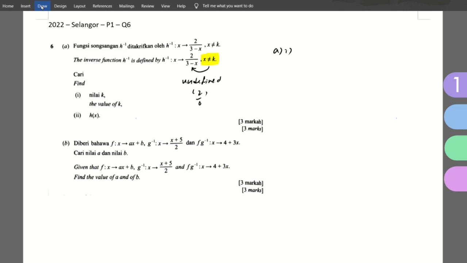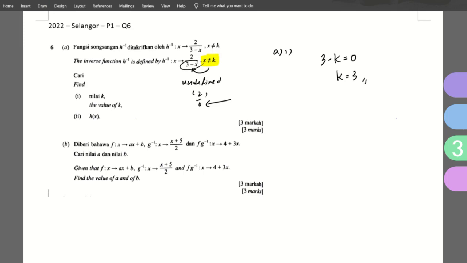And we go to step number 2, which is to identify the problem. The problem here is to find the value of k. Step number 3, which is to figure this out. The only case where this function becomes undefined is when the denominator becomes 0. So we can set this denominator equal to 0 and sub k inside it. So we will write 3 minus k equals 0, so k equals 3.